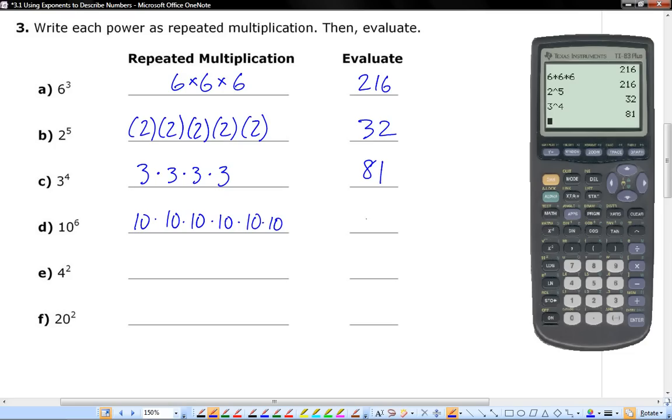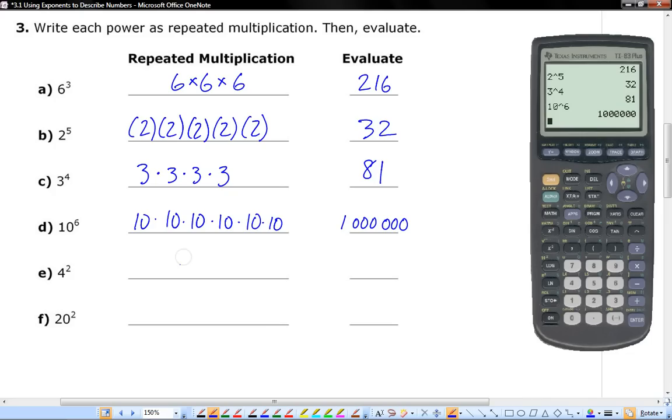Anywho, next one we've got 10 times 10 times 10 times 10 times 10 times 10. This is an easy one to evaluate because the exponent actually tells you how many zeros there are. So for powers of 10, it makes it pretty easy. Just as a double check, 10 to the power of 6. There you go. Count the zeros. 1, 2, 3, 4, 5, 6.